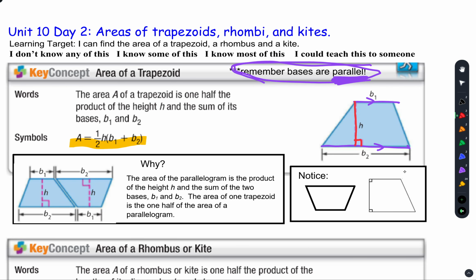Where does this formula come from? If you care, there is a long, wordy explanation for how we get there. But it's basically we take the trapezoid, we make a second one, we flip it upside down, and when we squish them back together, it's a parallelogram. So basically, you're taking half of a parallelogram formula. That's where this is coming from. It's all there if you want to see it.